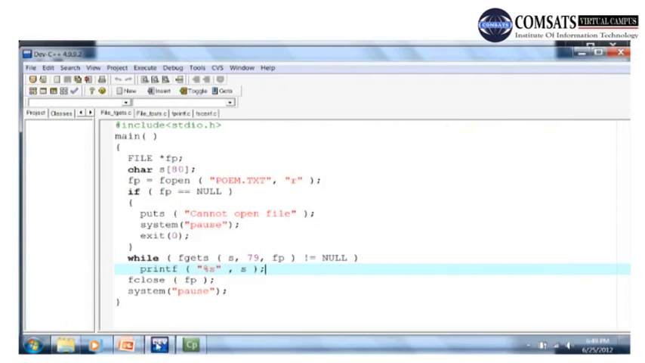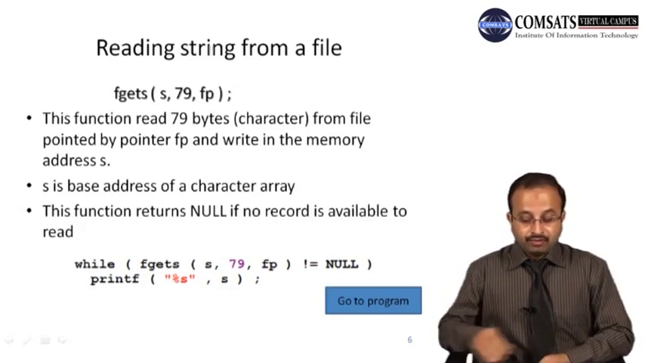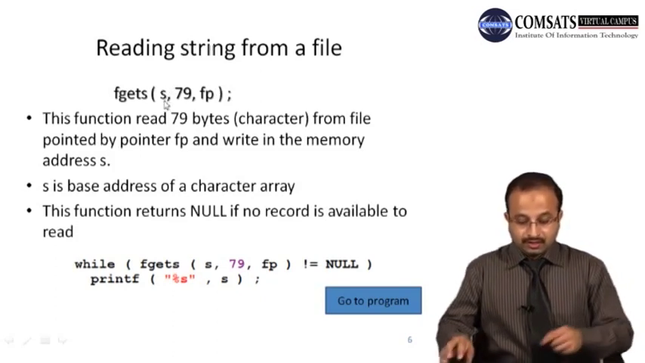Now we know two functions: how to read a string from a file, and how to write a string to a file. For reading a string, you can read it like: read 79 bytes from fp and write it at this memory address. Let me say it again. Read the number of bytes that is mentioned in the second parameter from fp and write it in the address that is mentioned in the first parameter, that is s. वहाँ पे write कर देगा, ठीक है?